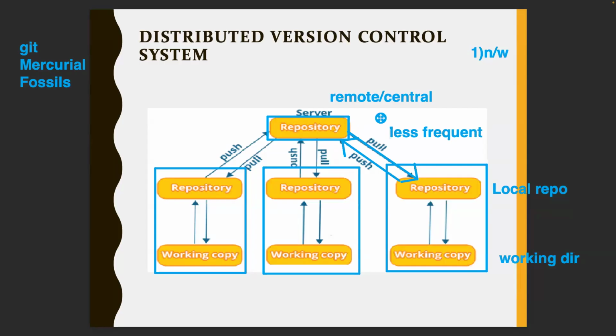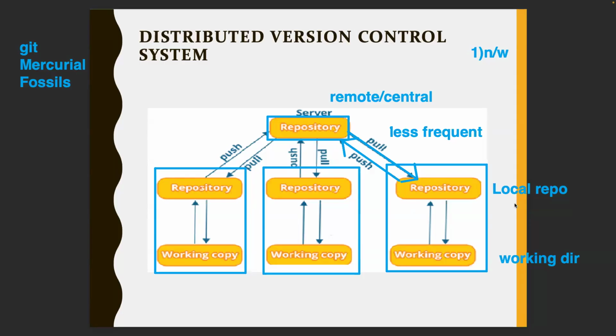So you don't need network connectivity. You need network connectivity only once entire work is done. Means entire work is not halted. You can still continue working on your local repository. Is this much clear, everyone? Entire work is not halted.